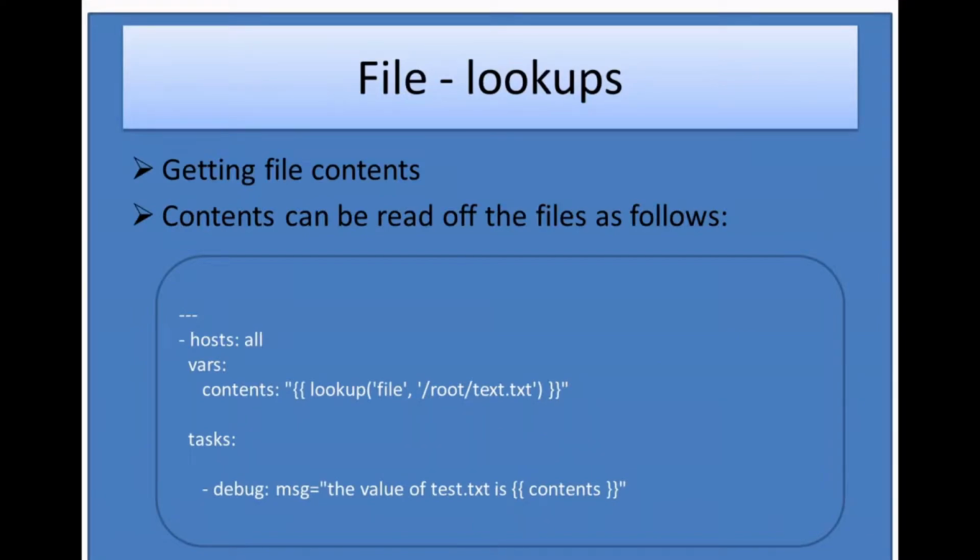The file lookup is the very simple one. The file lookup is getting the file content. So if you want to read the file content, you use the file lookup and then you can do whatever manipulation you like. You can read the file and put it into different files or just display it, whatever your goal is. Right? The content can be read from the file as follows.